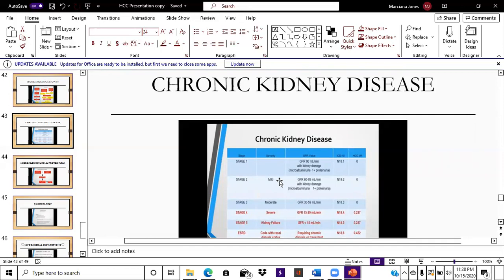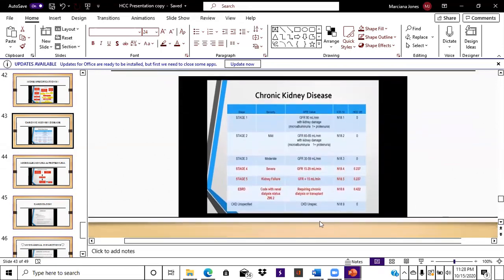And these codes are easy to remember. How I remember is N for nephrology, and nephrology means your kidney. So if it's stage 2 kidney disease, then you know it's N18.2. Stage 3, moderate, N18.3. And stages 1 through 3 don't have RAF scores. Does not at all.